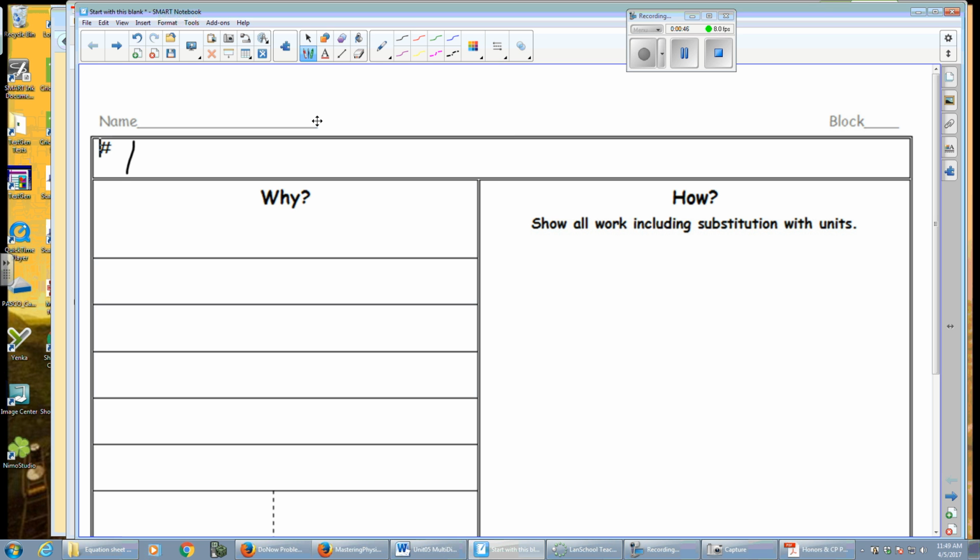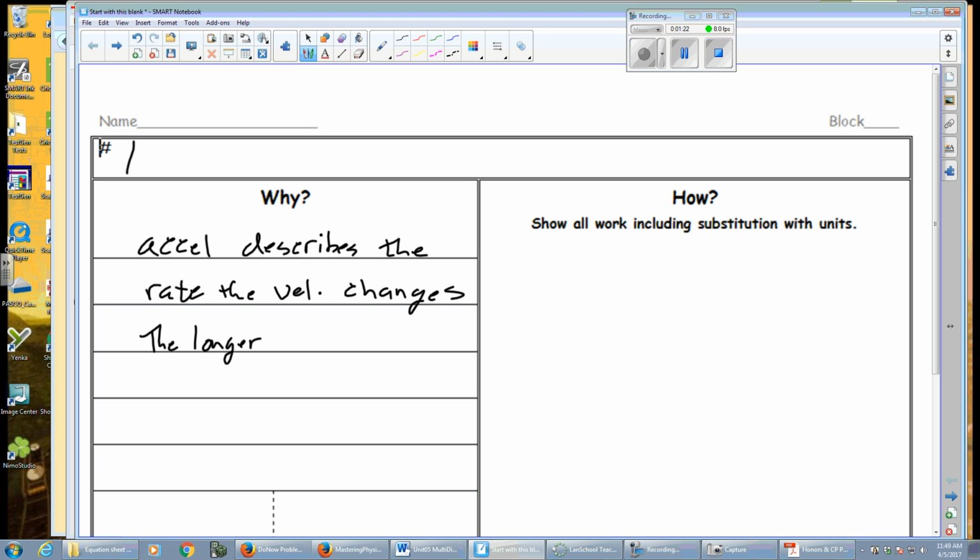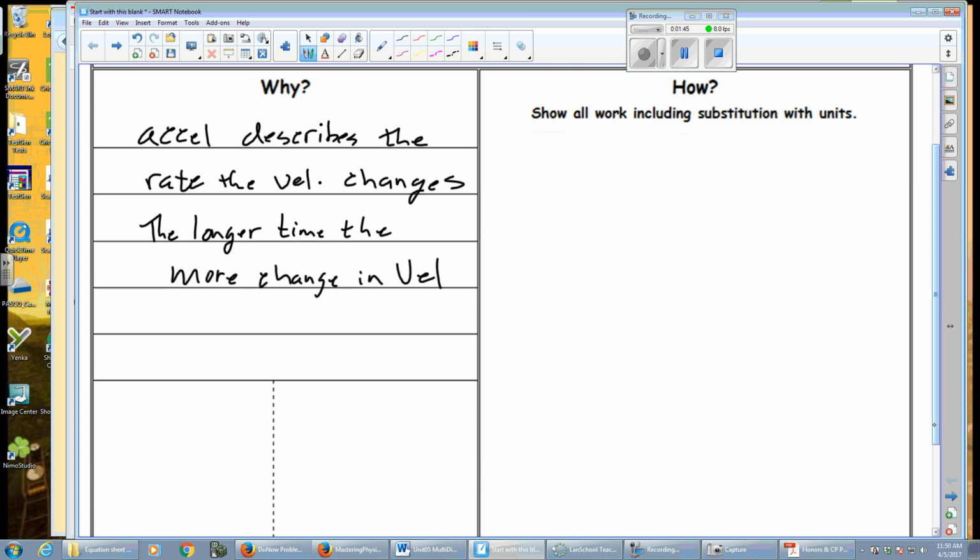Alright, so this is number one, and I would start off in my y with things like acceleration describes the rate the velocity changes. And so the longer the time, the more change in velocity. Alright, so that's what I would have for my y. Trying to understand what acceleration is, and understand that the time is affecting how much it changes.